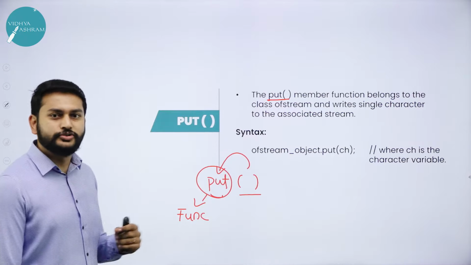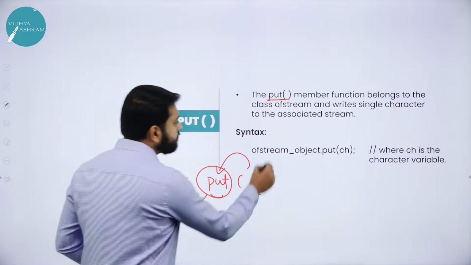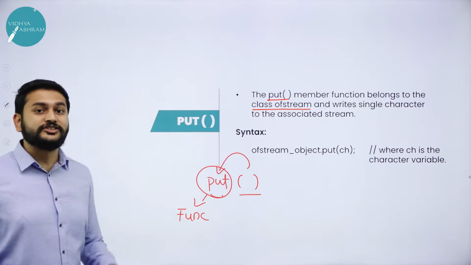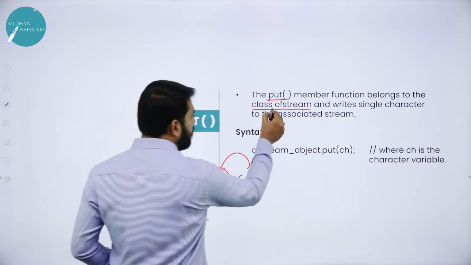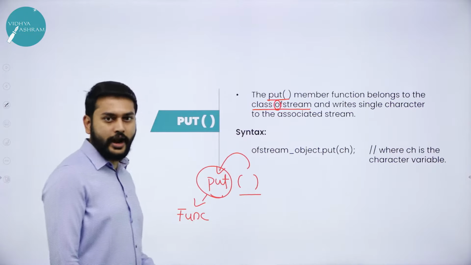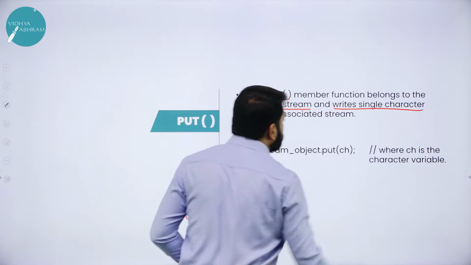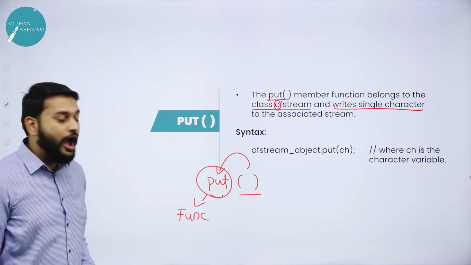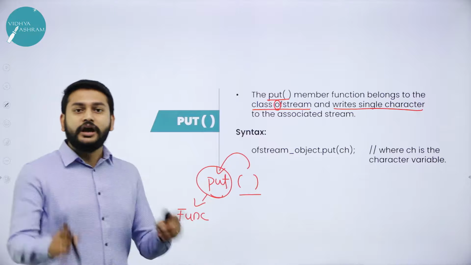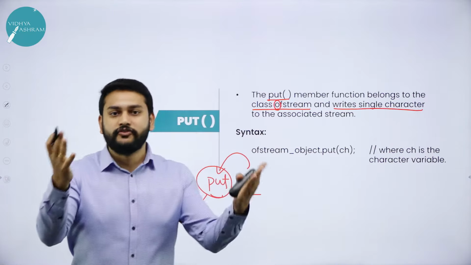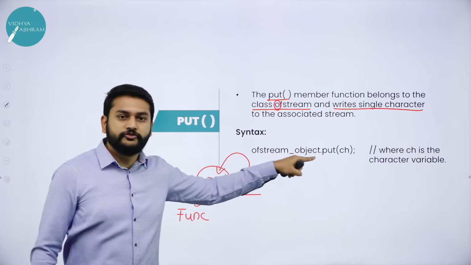So why do I use this? So please understand, this put function belongs to the class of ostream. O in the sense what? Output, right? So guys, to write a single character, I will be using this function. At a time, I will be able to write only one character inside the file with the help of this put function.